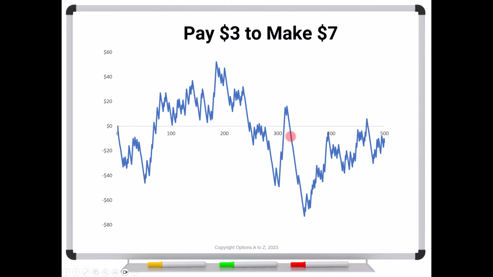So again, here's 500 attempts at a game. This could be flipping coins. It could be something like a roulette wheel, some type of a game of chance. But you are going to pay $3 to make 7. And therefore, you're going to win 30% of the time. So you might think that this is going to send you off into losing territory. And look at that, it doesn't. It's just dead sideways. And again, that's because it's fairly valued.